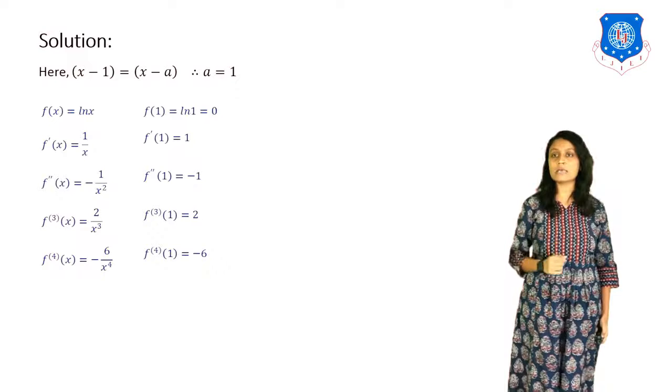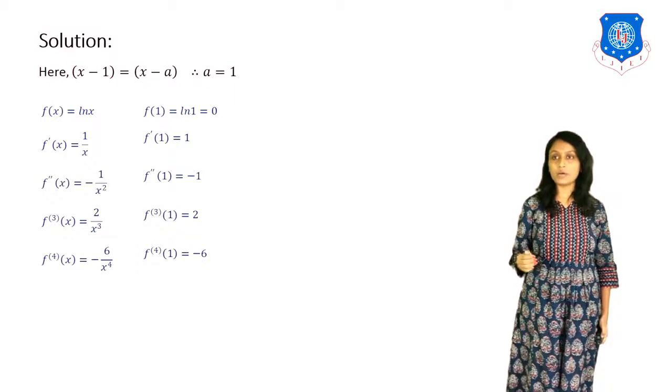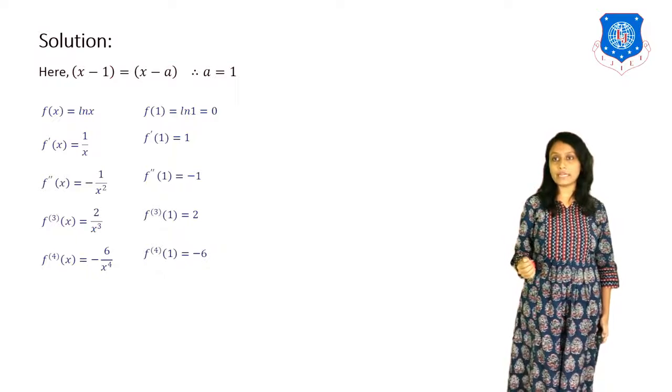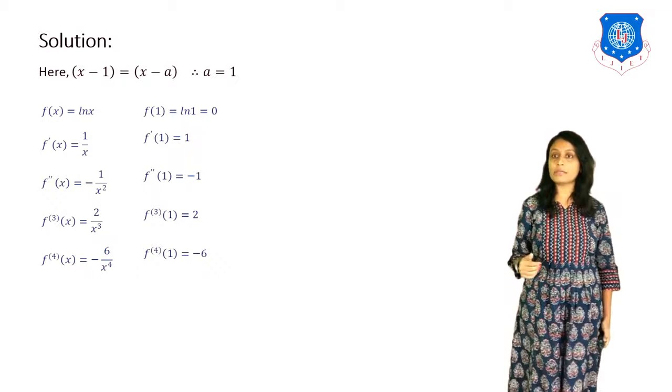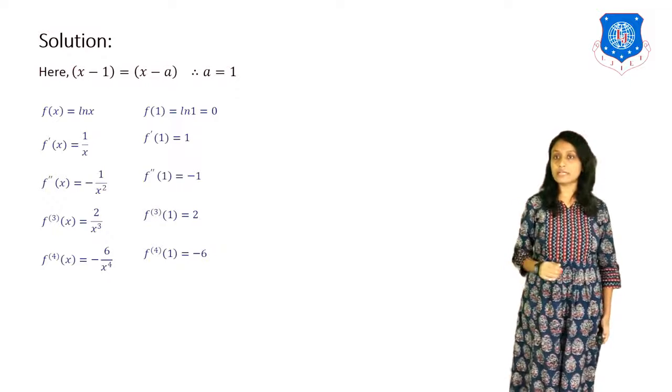So first f(x) is ln x, then f dash x. So derivative of ln x is 1 upon x. Then again we have to find derivative. So f double dash x is what? Minus 1 upon x square. f triple dash x is what? 2 upon x cube and so on. Right? Here I have solved up to 4th derivative.